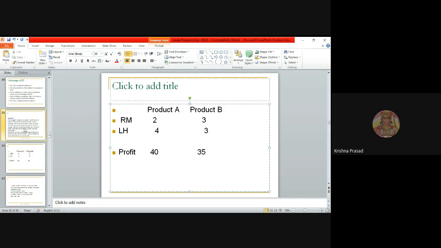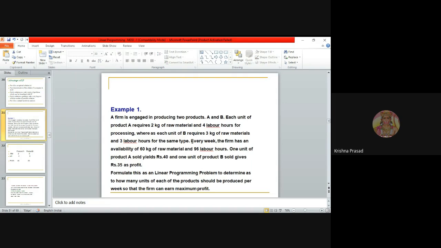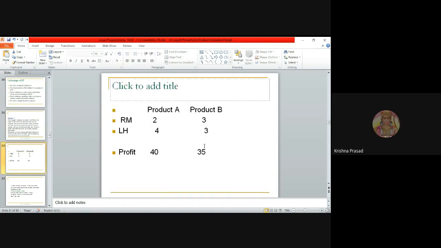Now let us come to this particular sentence. Every week the firm has availability of how much they are having. I made it blue, you can check it. How many kgs of raw material is available? 60 kgs of raw material. And how many labor hours? 96. Okay.